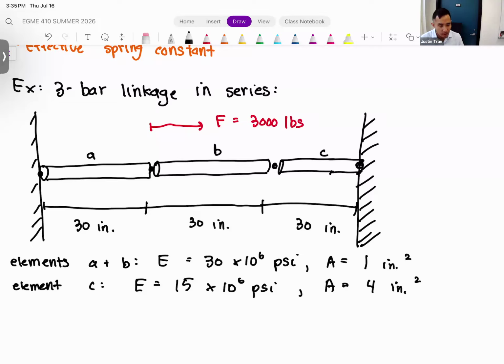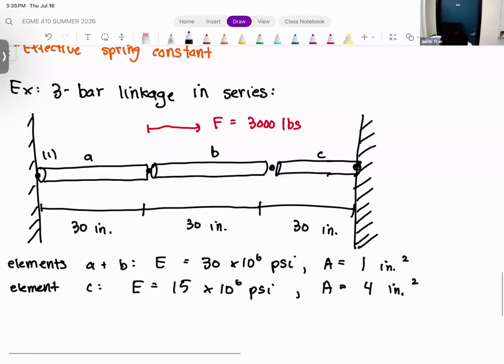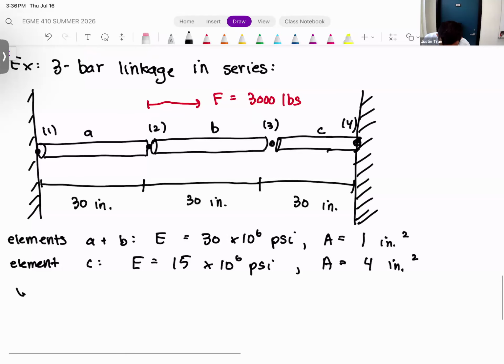Okay. Oh, I forgot to label the nodes. The nodes are going to be labeled 1, 2, 3, 4, going from left to right. Node 1 is going to be fixed at the wall. Node 2 is going to be this one here. Node 3 is the third one down. And node 4 is stuck in the wall on the right. Okay, so for this problem, what we're interested in is we want to compute all the nodal deformations, so all the deformations for nodes 1, 2, 3, and 4.